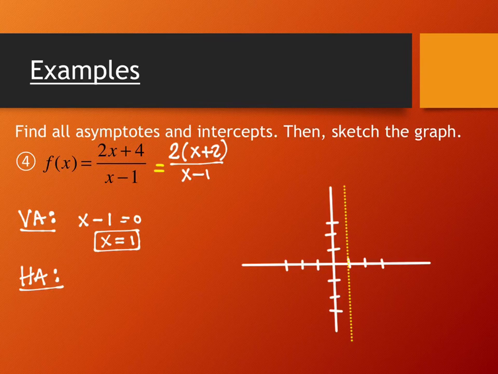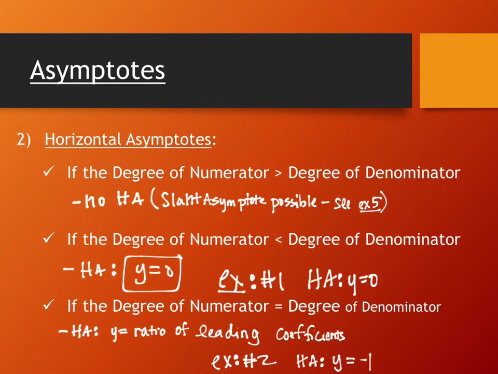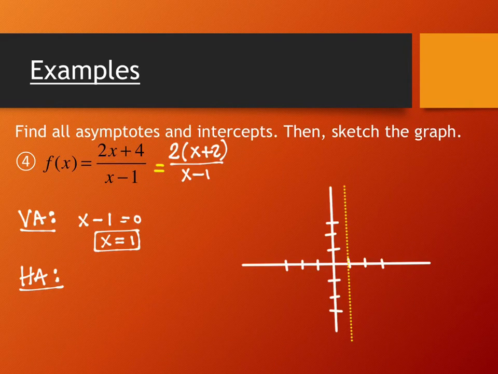What can you tell me about the degree on top compared to the degree on bottom? They're the same. They both have x to the power 1, right? So that means we're in this third case where we look at the coefficients that are in front of the numbers attached to them. So this will be y equals, what's the leading coefficient on top and on bottom? Okay, so I have 2 over 1, or just simply y equal 2.